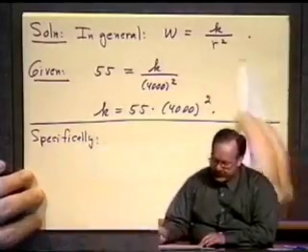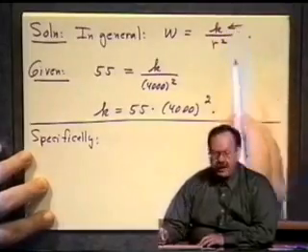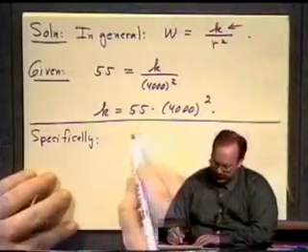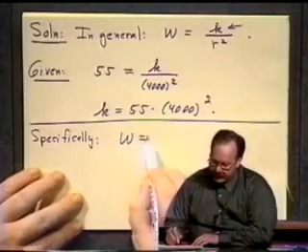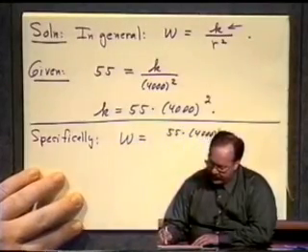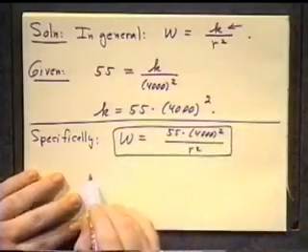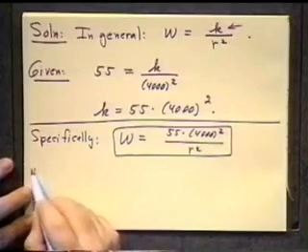Here I had the general form, but K was unknown. Now I know what K is, I can write specifically what the formula is. So I now know that W is equal to 55 times 4,000 squared over r squared. Now I can answer the question I was given.